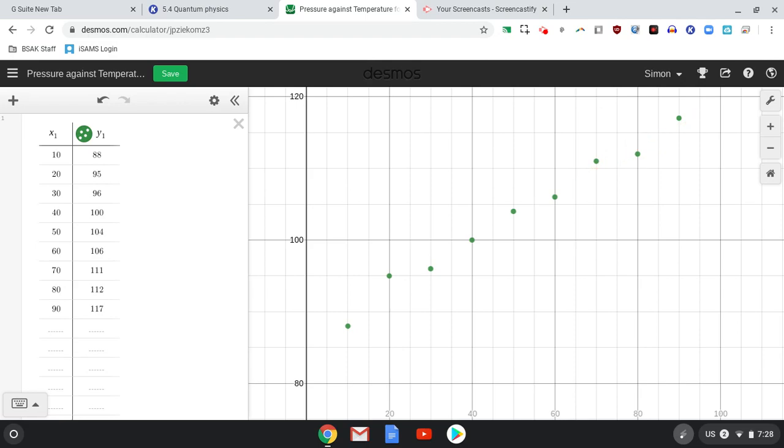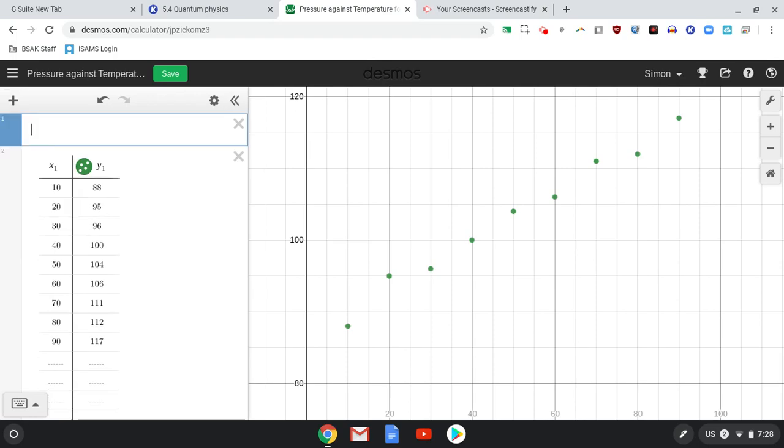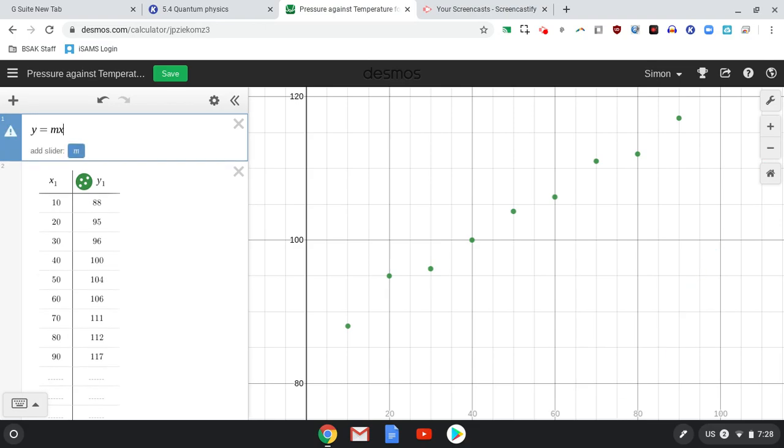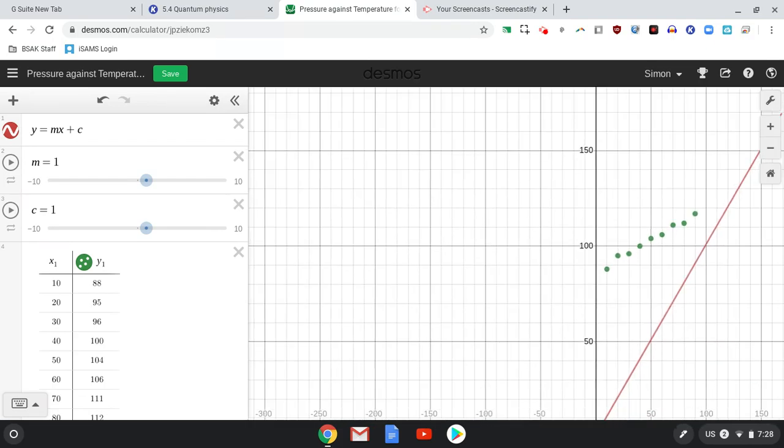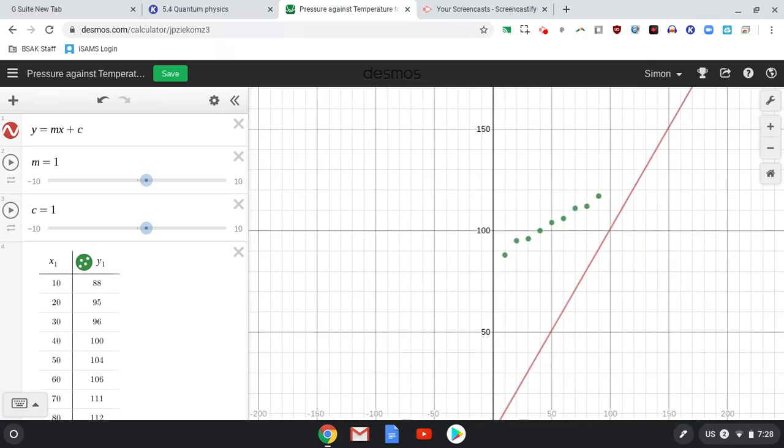Right. If you remember from the last graph we drew, we want to go over here. So top left plus sign. Now, fx expression. Now, the generic equation for any straight line, you should know this from maths. It's y equals mx plus c. Okay, and we want to have sliders for all. So we just zoom out, we can see that it's way off, but that's fine, because we just need to adjust it.